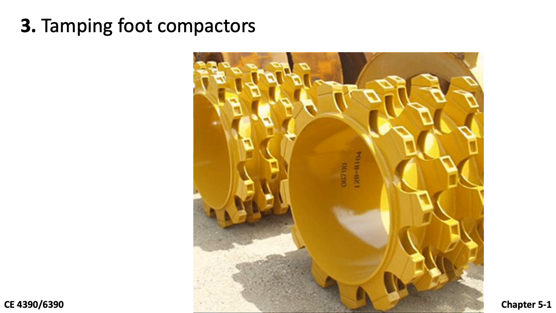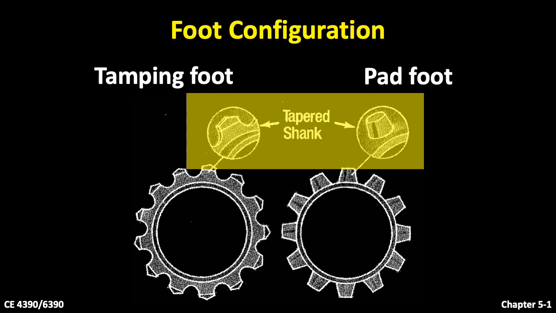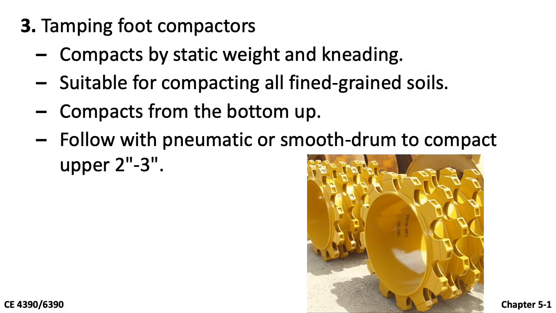This is a tamping foot roller. This figure shows the difference between a tamping foot and a pad foot. This roller compacts soil by the static weight and kneading. It is suitable for compacting all fine-grained soils. It compacts soil from the bottom up. In other words, soil in the bottom of a lift will be compacted before soil in the surface. It can be used concurrently, following pneumatic or smooth drum, to compact the upper 2 inches to 3 inches.